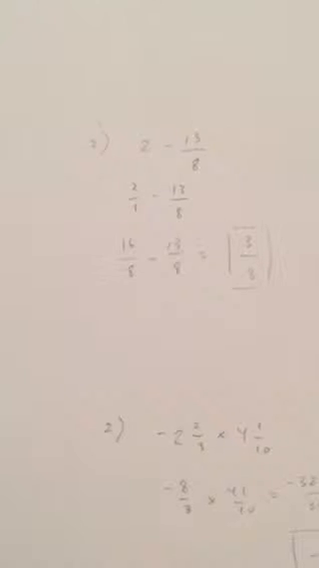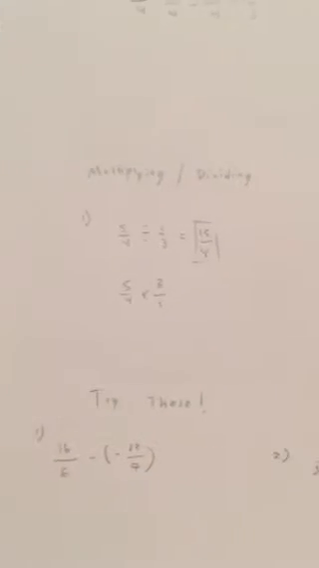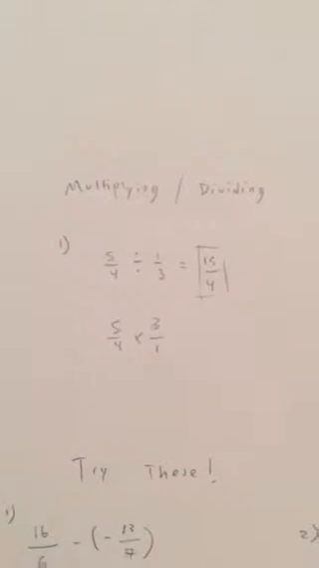Now, just like the last one, it becomes super simple. 16 minus 13 is equal to 3. 3/8 is our answer. Alright, let's move down to multiplying and dividing. We start with a division problem.